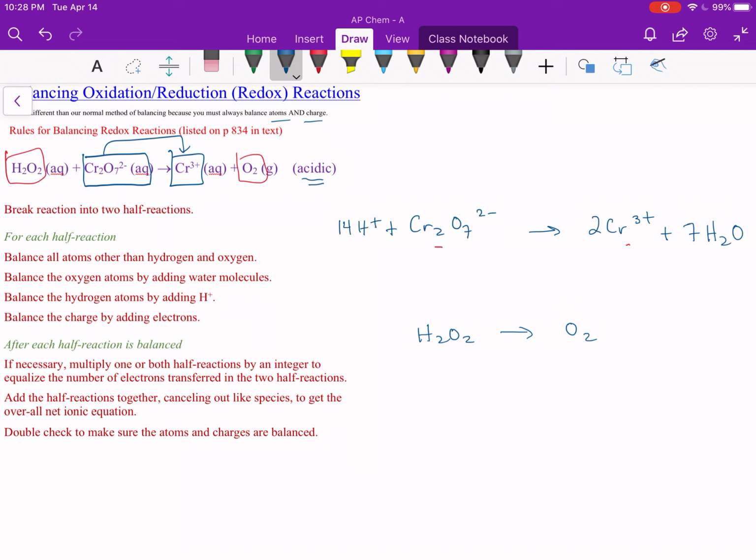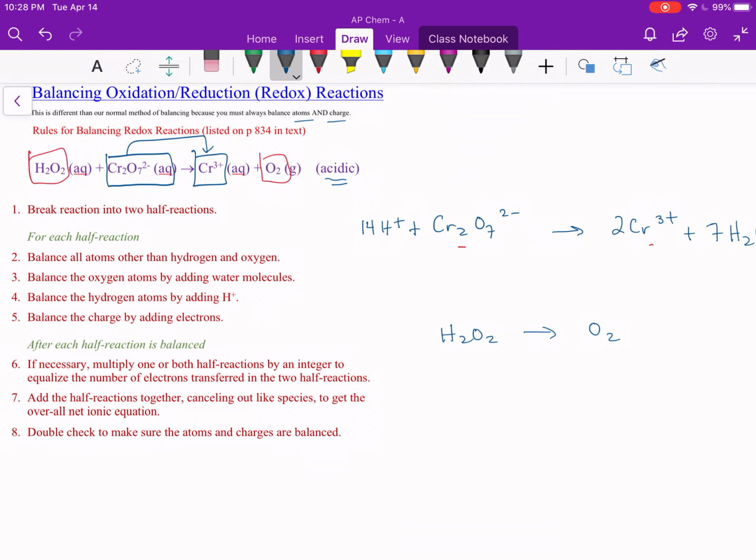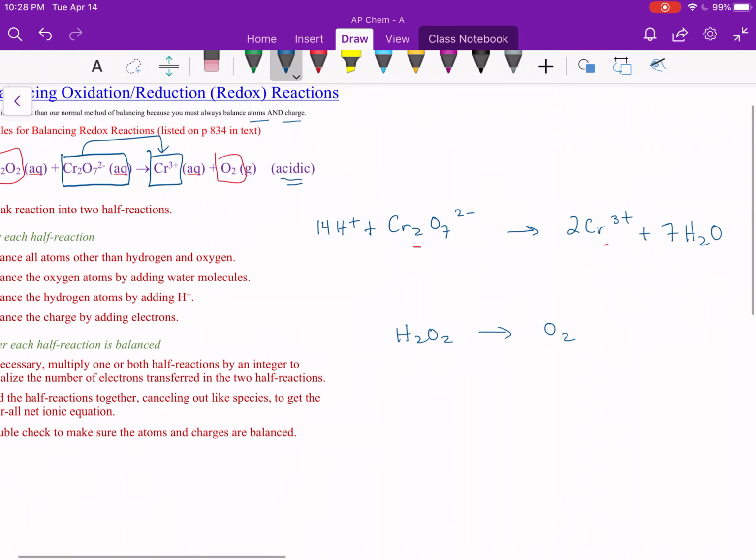Now, the last step in here is we need to balance the charge by adding electrons. And this can get kind of confusing. We have to balance the overall charges. I'll switch colors here. Right here, we can see that we had 14 H+. So that means that we have 14 positive charges, right? So we have a plus 14 over here.